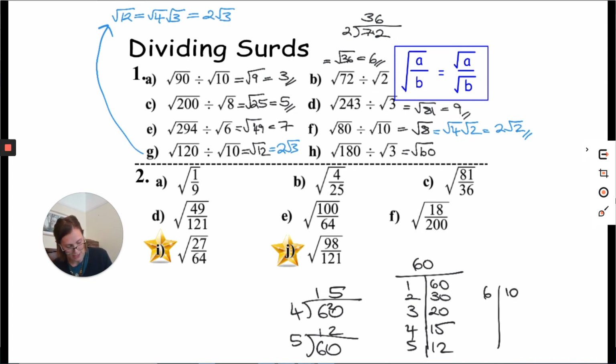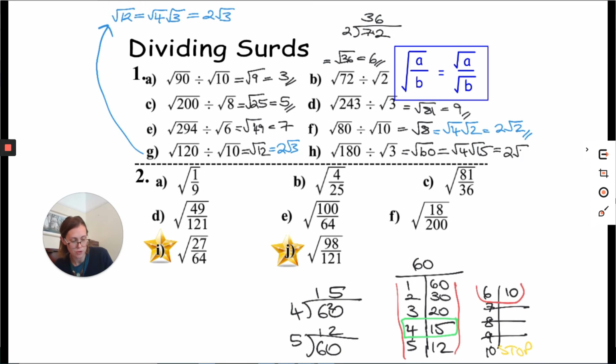6 into 60 goes 10. 7 doesn't go. 8 doesn't go. 9 doesn't go. But 10 is already in my list, so 10 is telling me to stop. So my snake technically goes like this, all the way up and up here. And I'm looking for my highest square number, my biggest square number. Hopefully we can see that on here, that's 4 and 15. So to finish this question off, you're going to be writing this as root 4 times root 15. So 2 root 15 is your final answer.